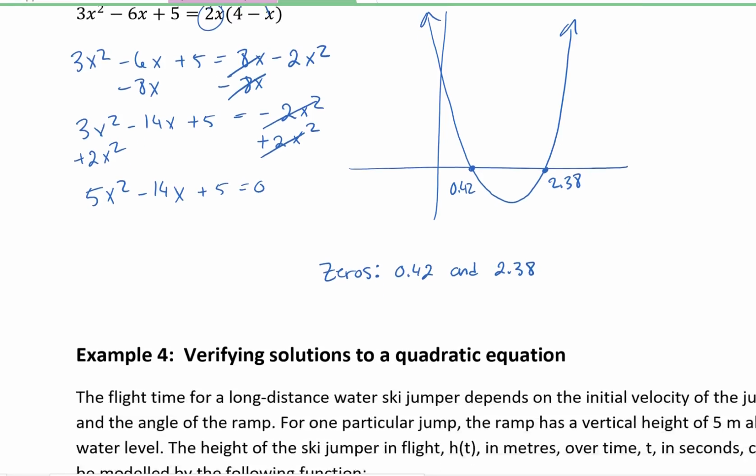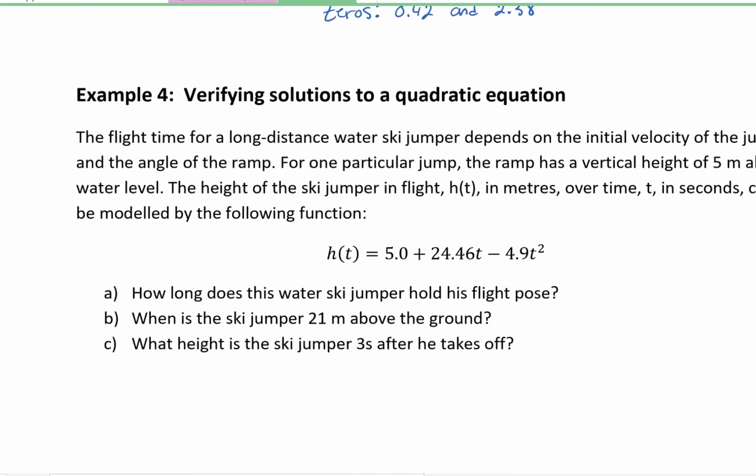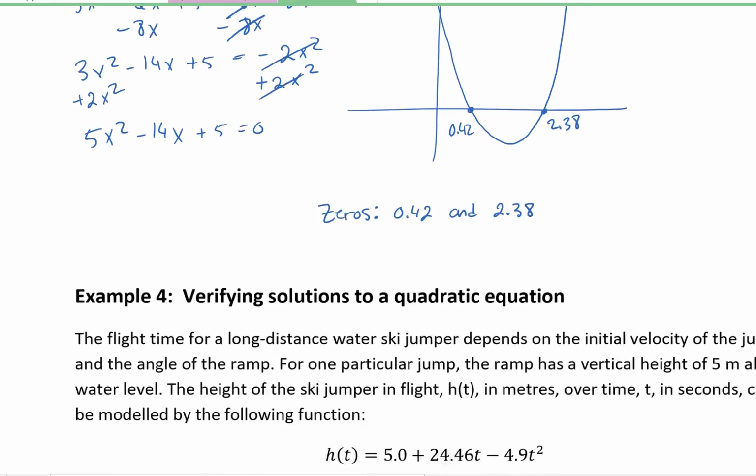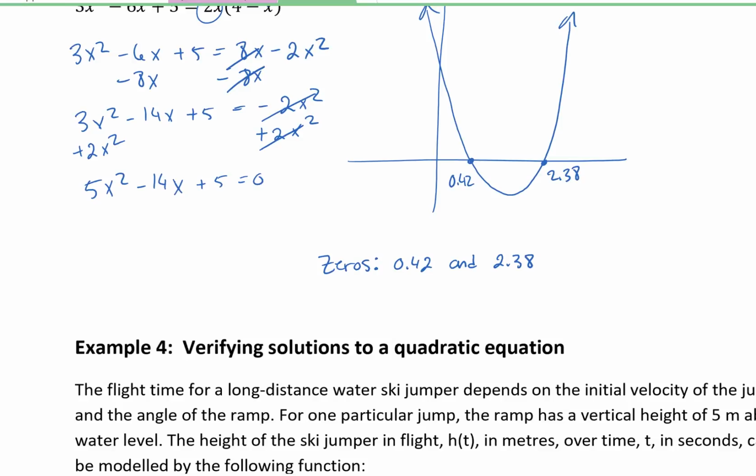Let's take a look at example 4. That's the last example for this lesson: verifying solutions to a quadratic equation. Oh, and it actually asked us to do that here too. How would you verify those? You can plug them back in. You can plug in the 0.42 in your x and try it out, and it should give you 0 or very close to 0 because we did some rounding, and then the 2.38, you could go ahead and do that as well.